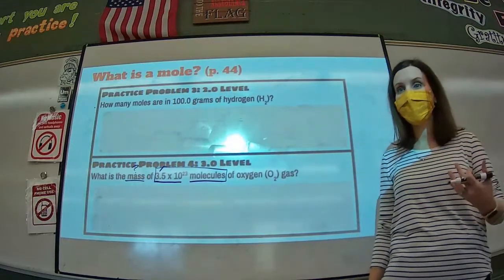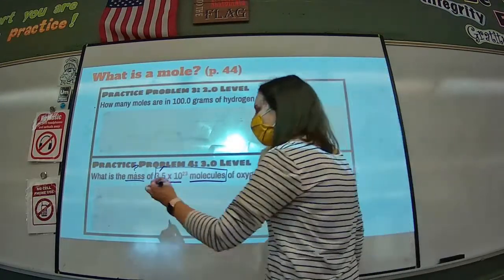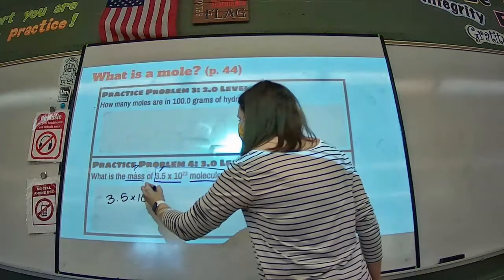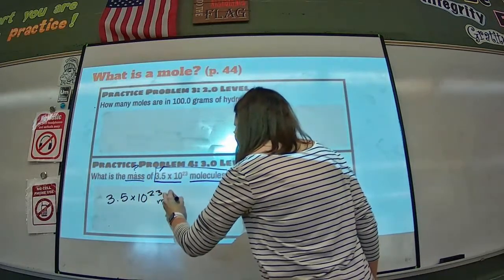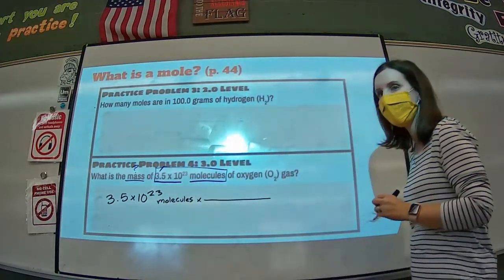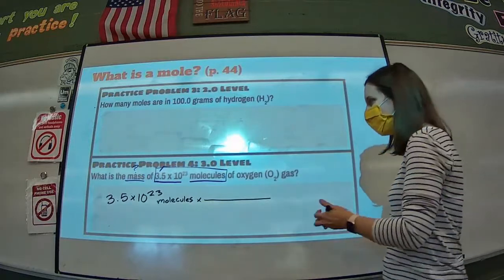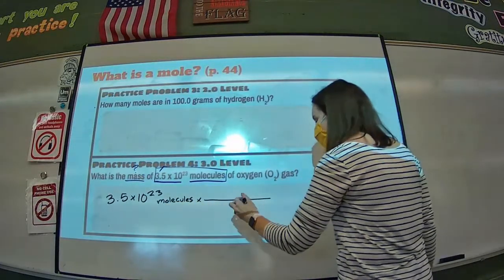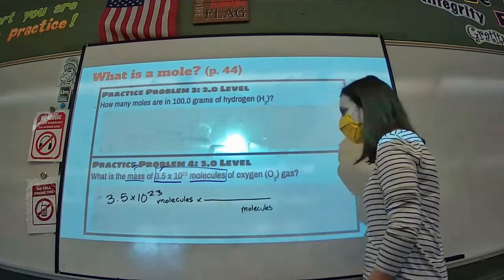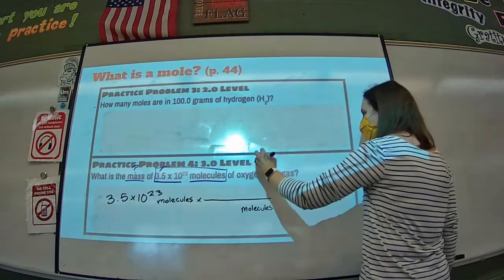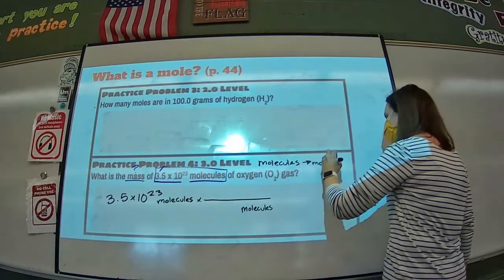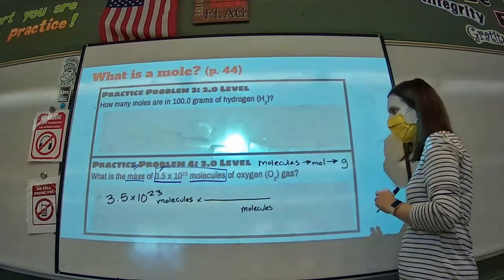So as always, we're going to start with our starting value, and we're going to set up times in a line. So I have 3.5 times 10 to the 23rd molecules. And I want to get rid of my molecules. So as we always do, we're going to put molecules on the bottom, right? Whatever we want to get rid of, we put opposite, so down at the bottom. And according to my mole map, I'm going to be going from molecules to moles, and then finally to mass, which is grams.